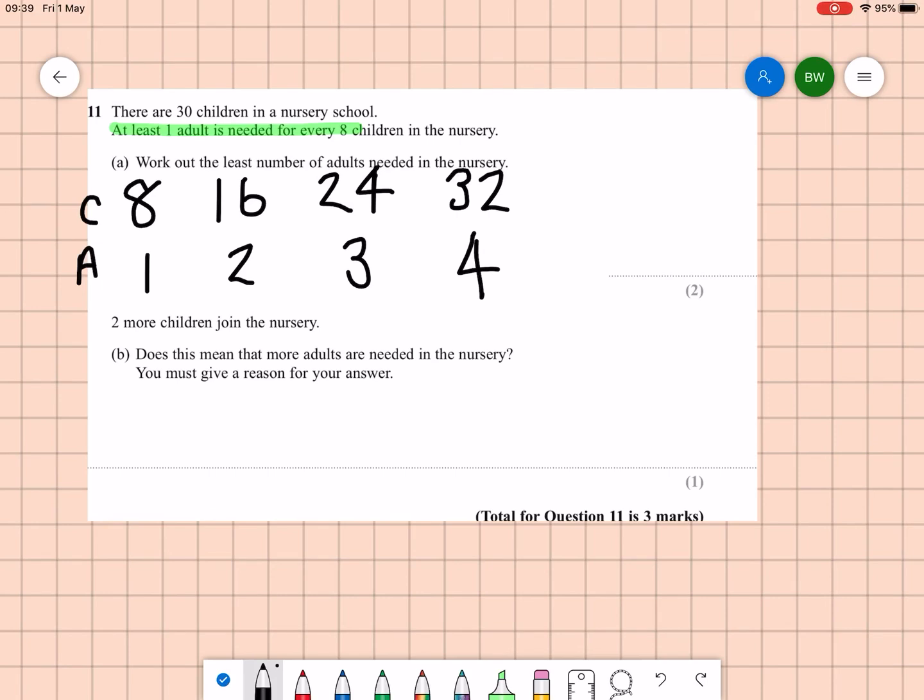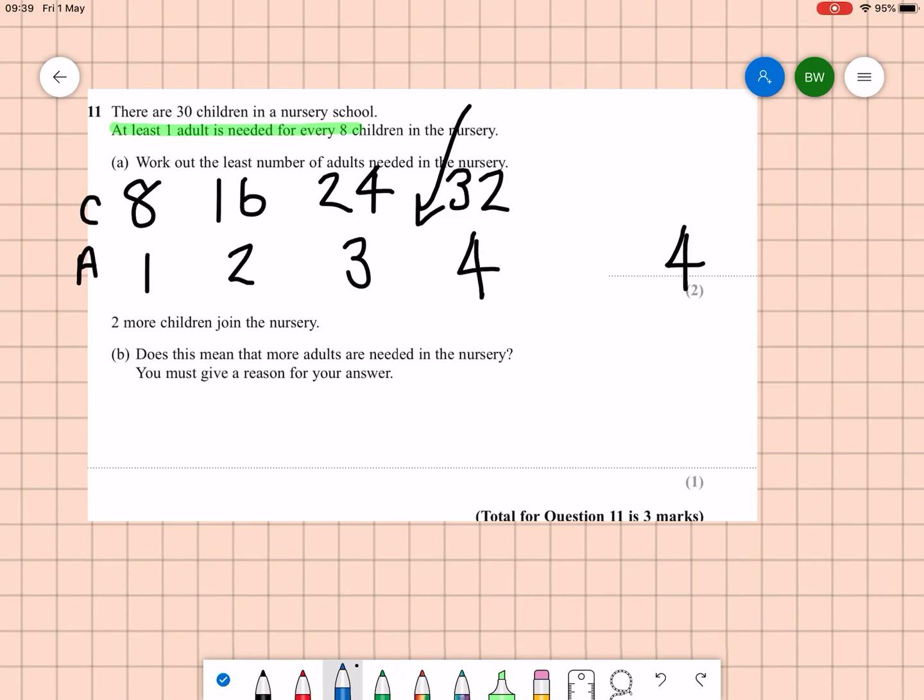Well, actually 30 children fits in here. I can't have 3 and a bit adults, so I'm going to have 4 because it's got to be more than 3. Because the maximum number of children I can have for 3 adults is 24. So for 30 I'd need 4 adults.